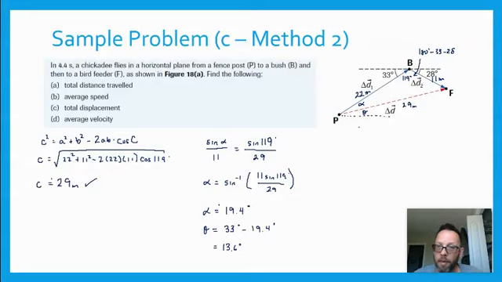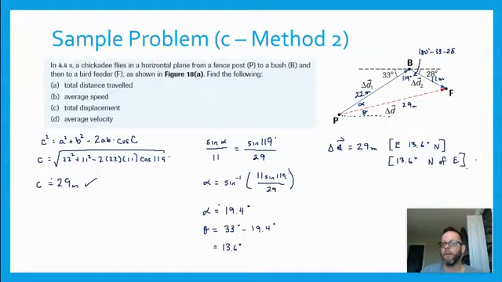Which is great because that means that our displacement vector, the length of it is 29 meters, and the direction is from east 13.6 degrees north. It's the same thing we got earlier. Or again, if you like 13.6 degrees north of east, those mean the same thing. So we've done the problem 2 different ways.